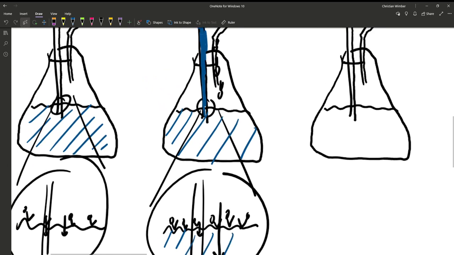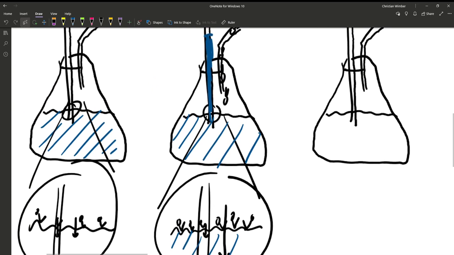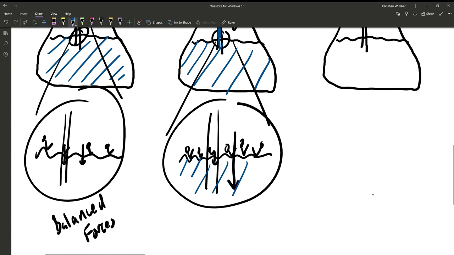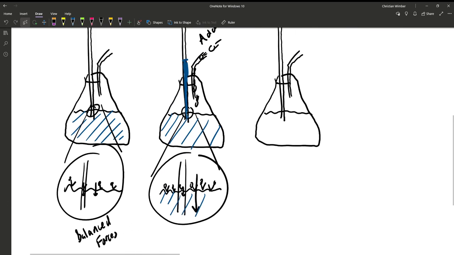Because all those extra particles on the outside hit down a little bit more, and those extra particles outside are now pushing down harder on the water here than they are inside.